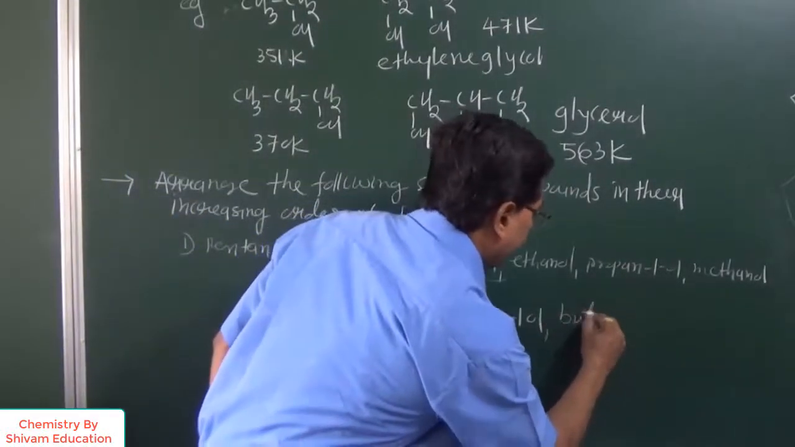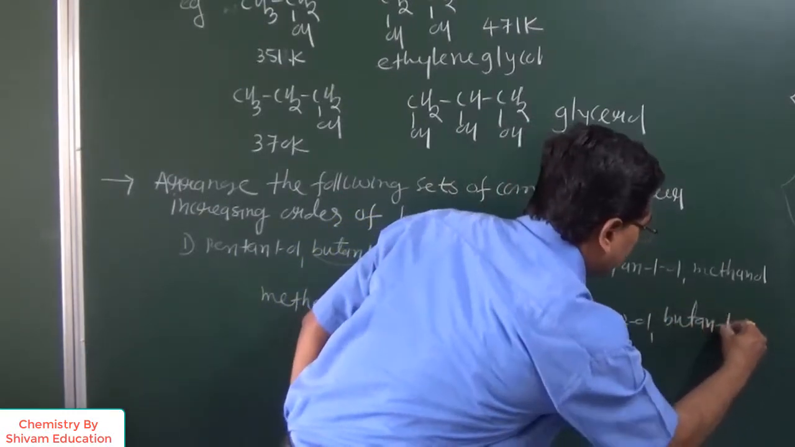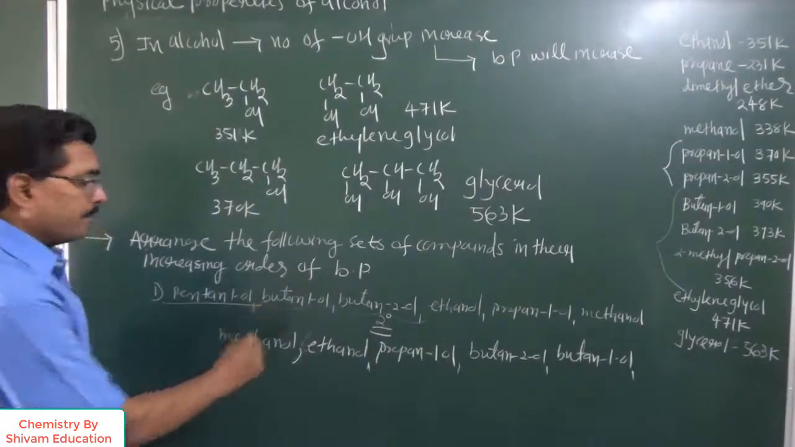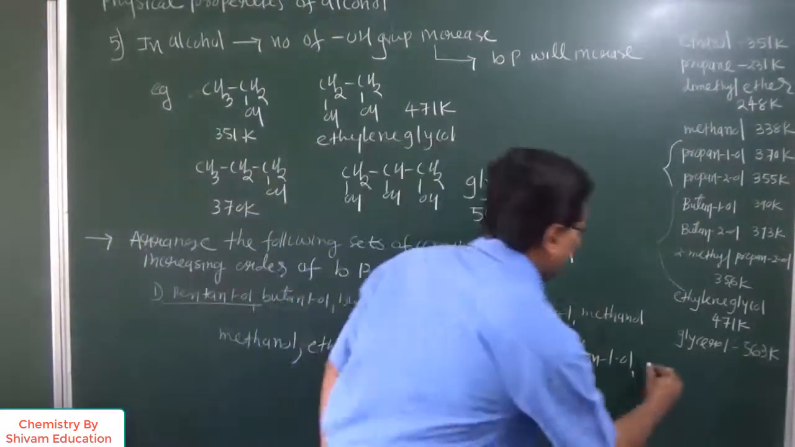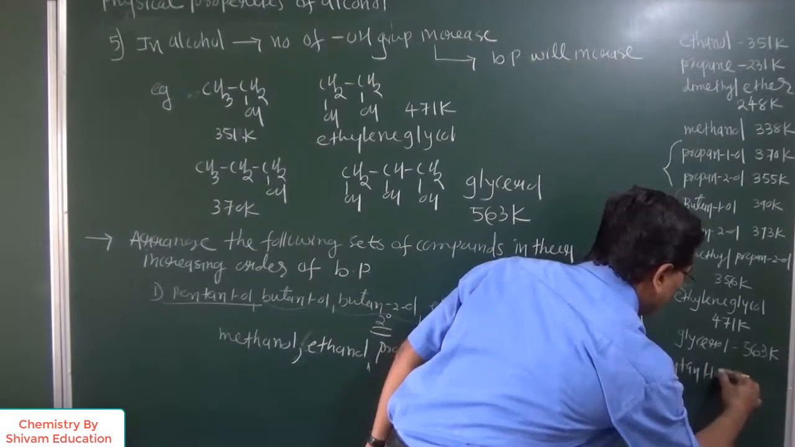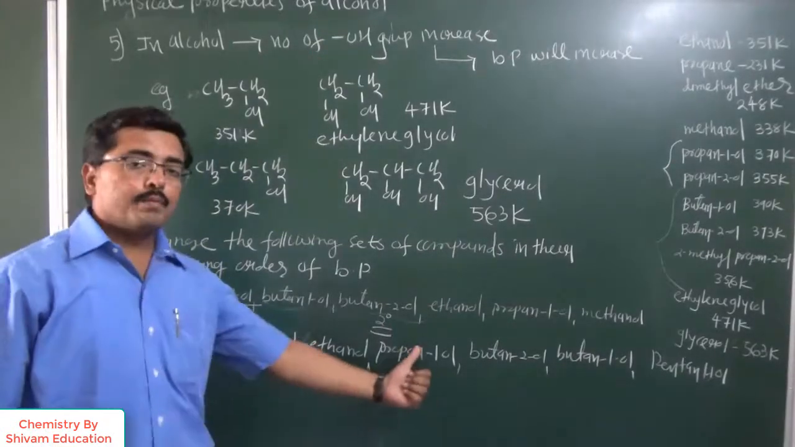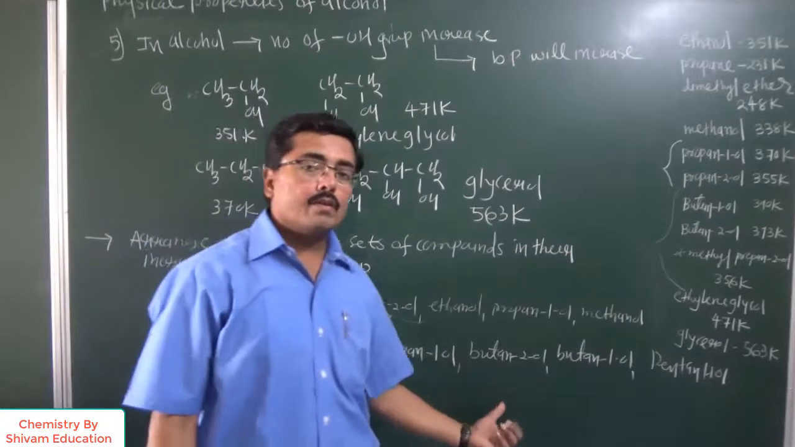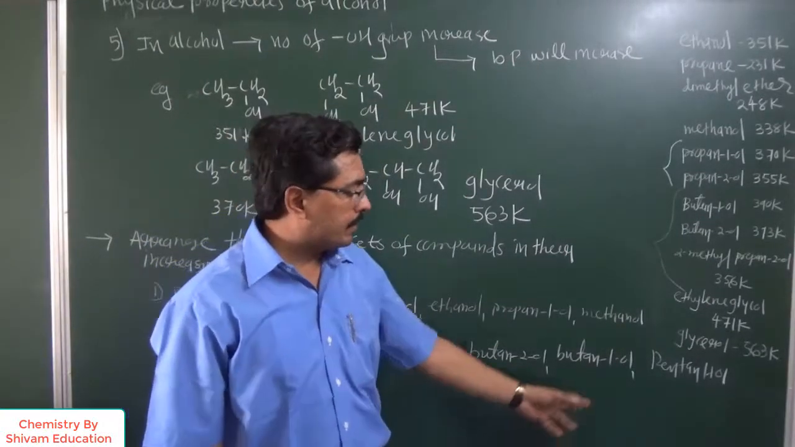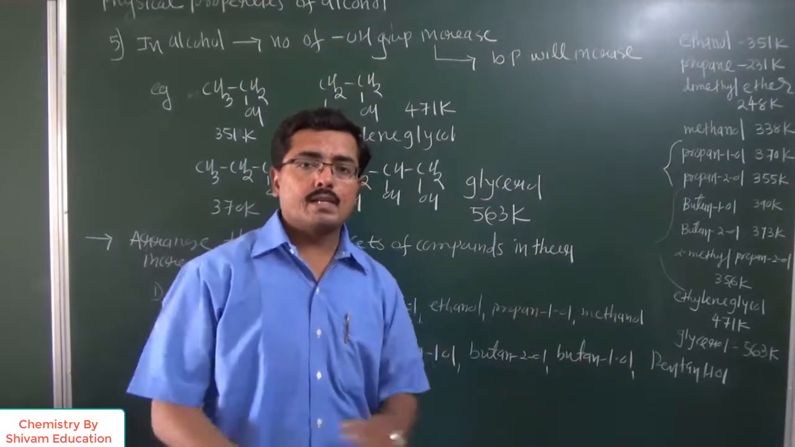Therefore, we have to write first butan-2-ol, then butan-1-ol, and at last the highest-carbon pentan-1-ol, having the highest boiling point. So at last I will write pentan-1-ol. So methanol, ethanol, propanol: as the number of carbon atoms increases, the boiling point increases. In the case of butan-1-ol and butan-2-ol, among isomeric alcohols, the secondary alcohol has a lower boiling point as compared to the primary alcohol. Then after that, pentanol has the highest boiling point.